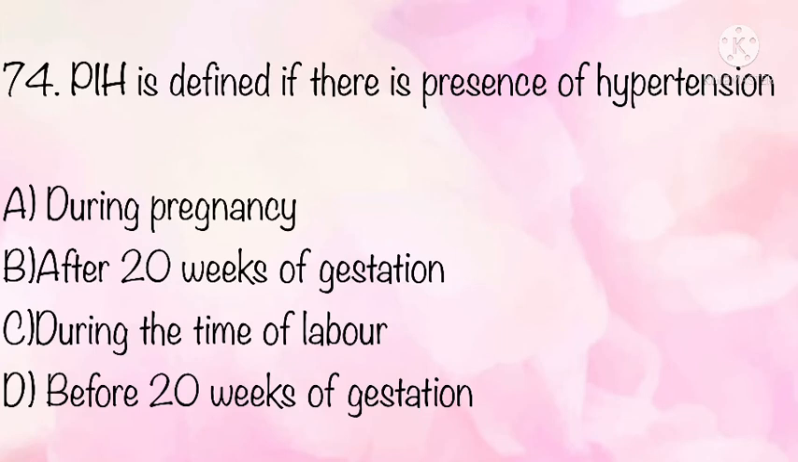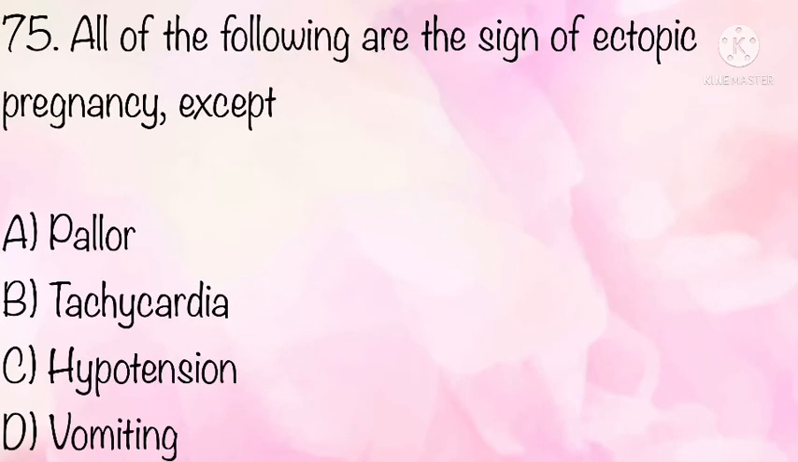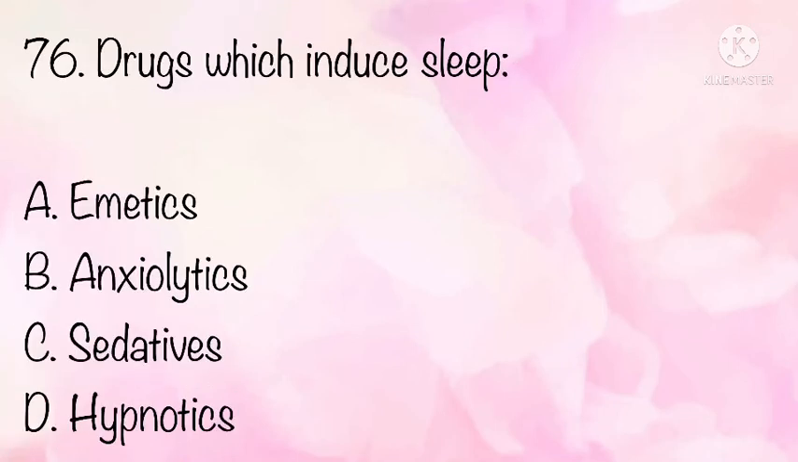PIH is defined if there is presence of hypertension during pregnancy, after 20 weeks of gestation, during the time of labor, before 20 weeks of gestation. The correct answer is B, after 20 weeks of gestation. All of the following are the signs of ectopic pregnancy except pallor, tachycardia, hypertension, vomiting. Correct answer is D, vomiting. Drugs which induce sleep: emetics, anxiolytics, sedatives, hypnotics. Correct answer is D, hypnotics.